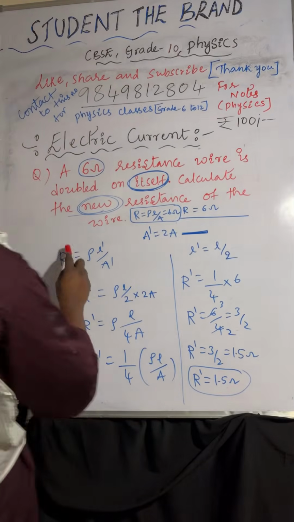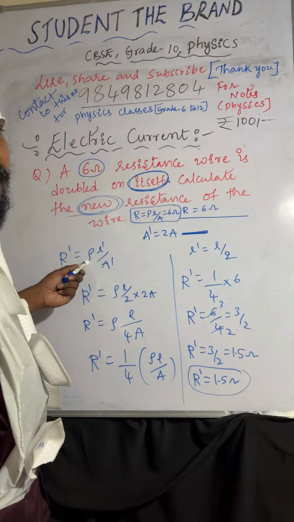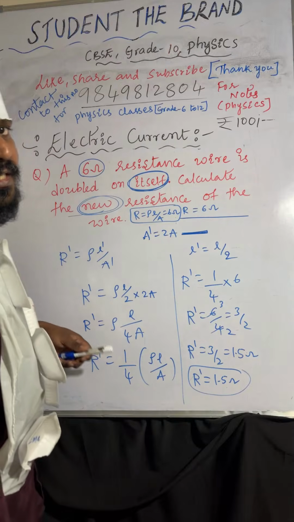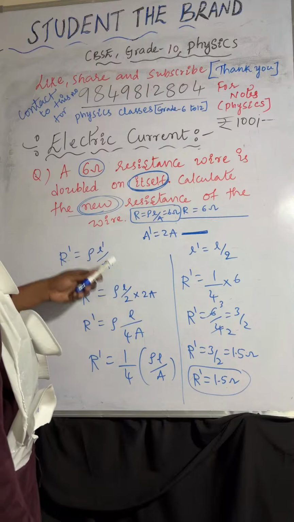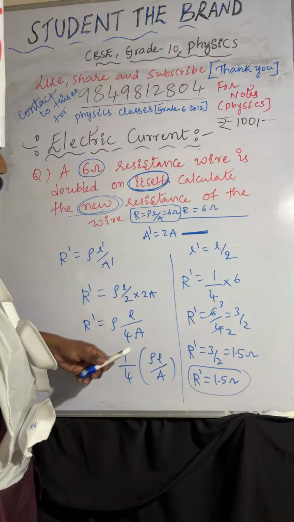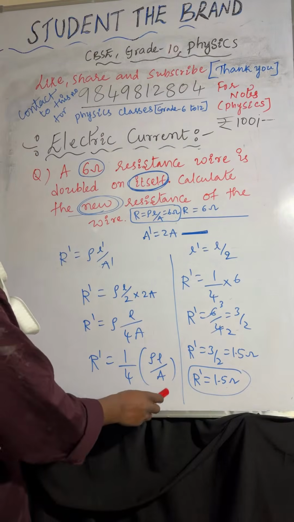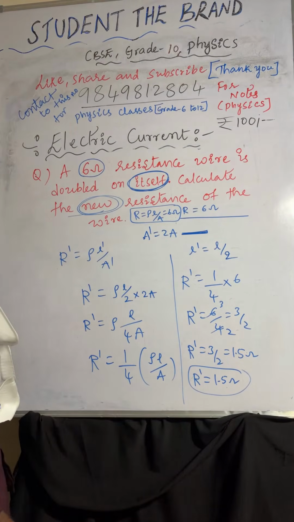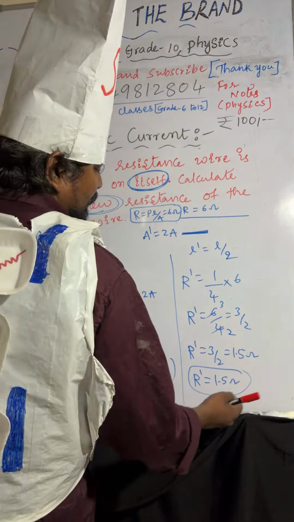We know the formula R dash equal to rho into L dash by A dash. Why are we not changing rho? Because rho is the same, because the metal is not changing. So R dash equal to rho into L by 2 over 2A, that is rho into L by 4A. Then 1 by 4 into 6, that is rho into L by A. Then 3 by 2, so R dash equal to 3 by 2, which is 1.5. I hope it is clear. R dash equal to 1.5, this is the answer.